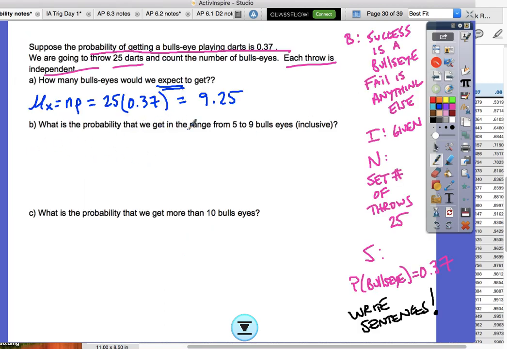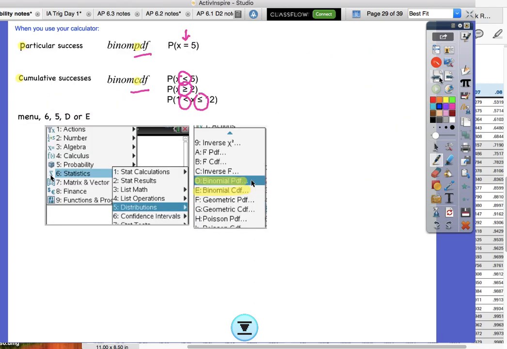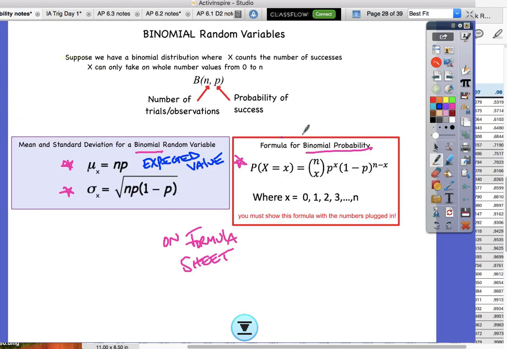Part B says, what's the probability that we get in the range from 5 to 9 bullseyes inclusive? So if I write that out, I am including 5 and I am including 9, and I'm finding the probability of getting in between those. All right, so this is where we employ this formula right here.